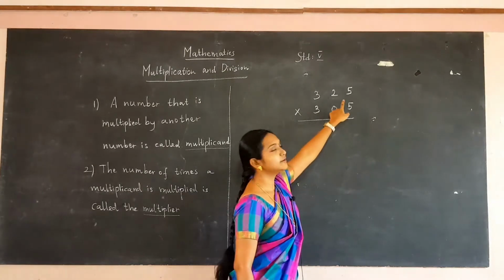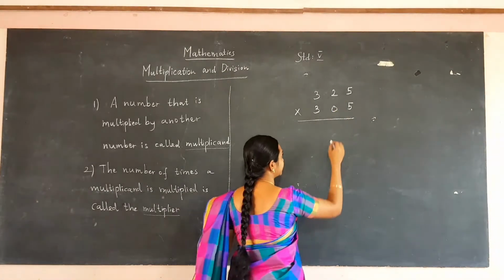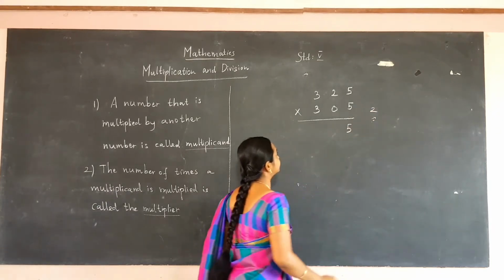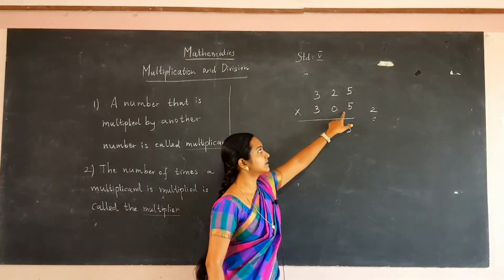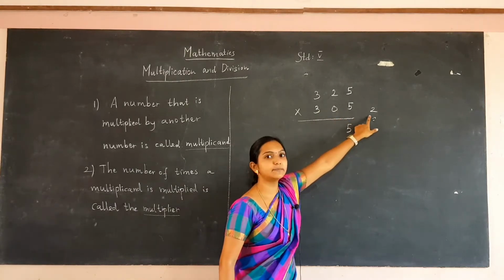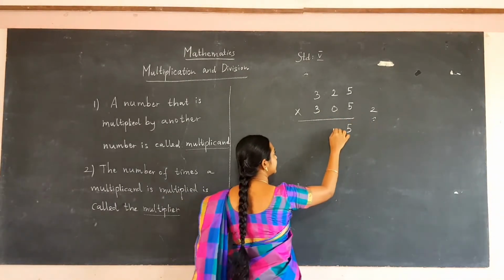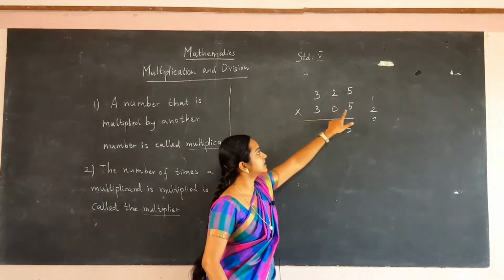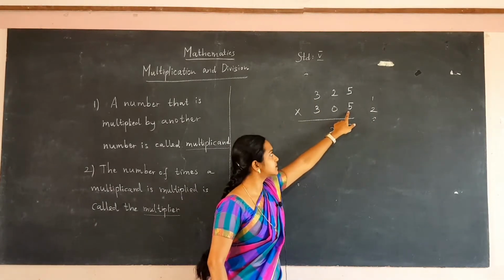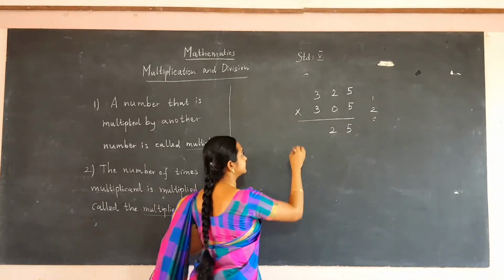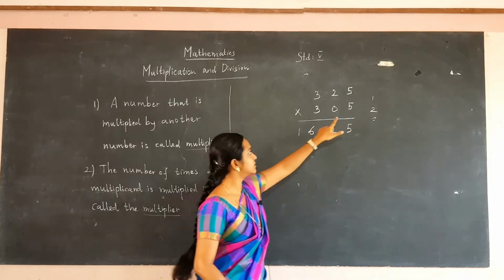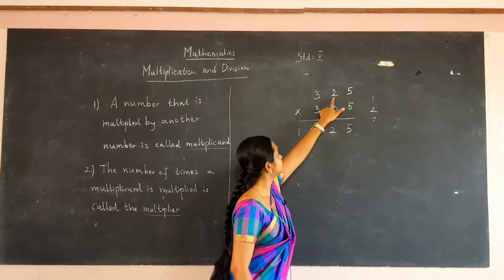Now 5 into 5 will be 25. So put 5 here and 2 is remaining. 5 2s are 10. 10 plus 2 will be 12. So put 2 here and 1 is remaining. 5 3s are 15. 15 plus 1 is 16. Now we have multiplied 5 with 5, 2 and 3.